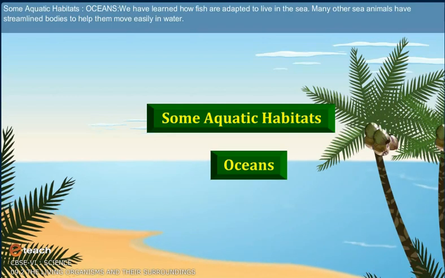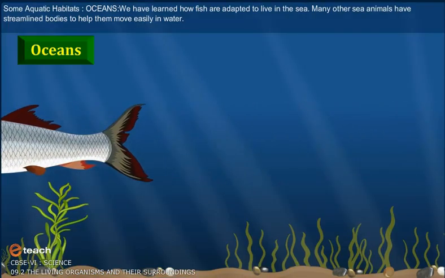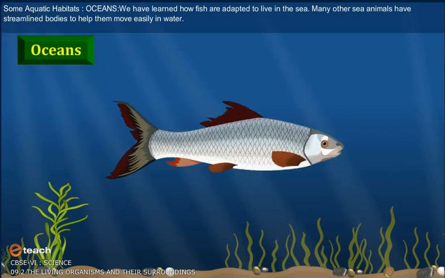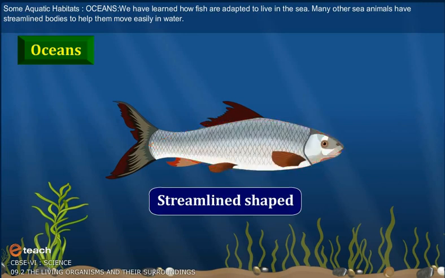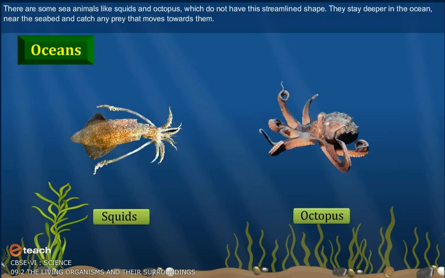Some aquatic habitats. Oceans. We have learned how fish are adapted to live in the sea. Many other sea animals have streamlined bodies to help them move easily in water. There are some sea animals like squids and octopus which do not have this streamlined shape.